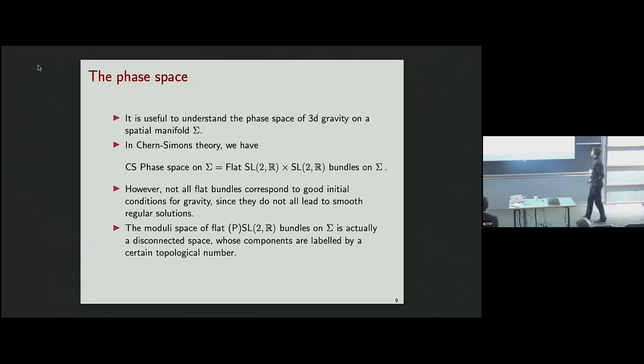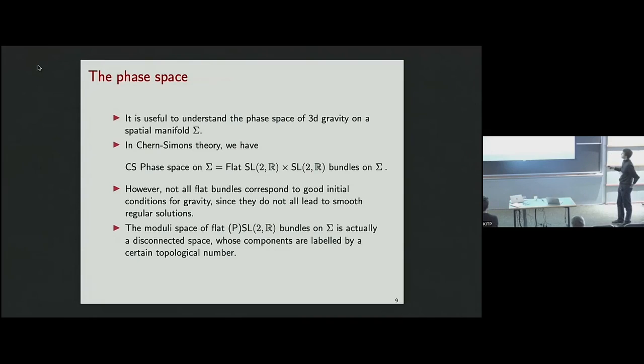So these are the two main problems, and let's now discuss the phase space and see what the relation between this Teichmueller TQFT and gravity is. It's useful to look at canonical quantization. So let's take some spatial manifold sigma. And if we're doing Chern-Simons theory, then the Chern-Simons phase space on sigma would be the moduli space of flat SL2R times SL2R bundles on sigma. This was luckily already partially explained by Ibu, because flat means exactly that these connections that we start on our initial value surface should satisfy the Gauss law. So they should have zero curvature.